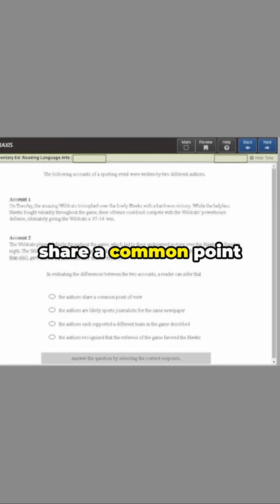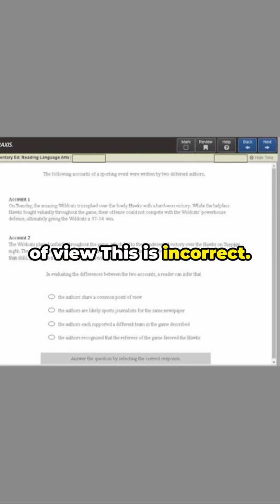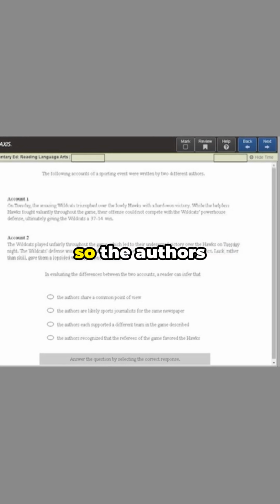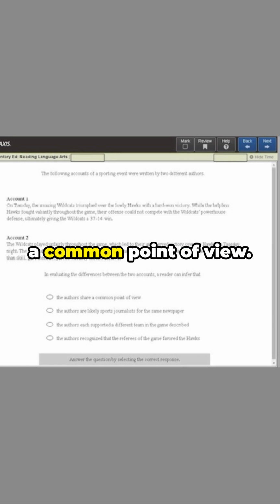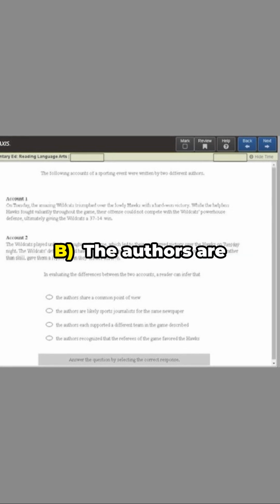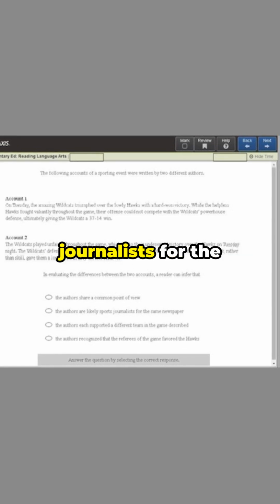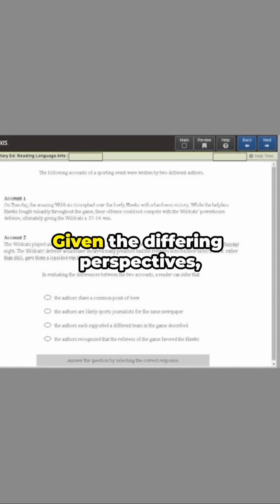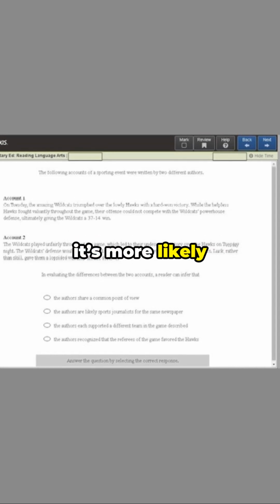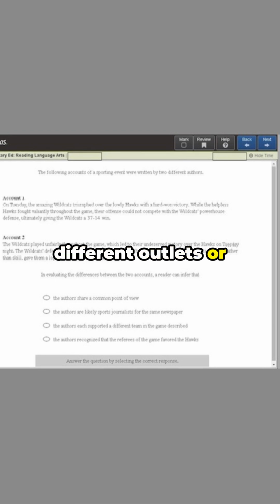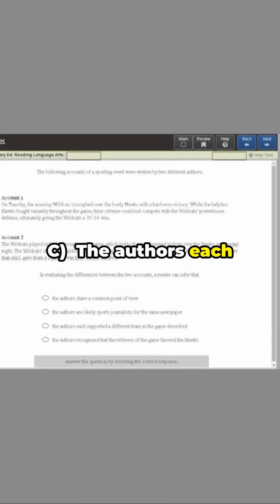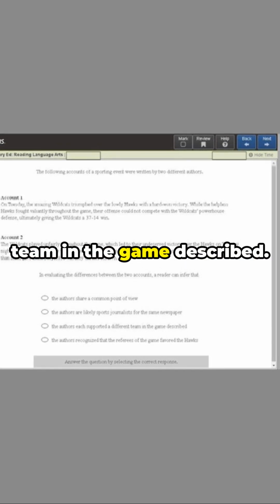A. The authors share a common point of view. This is incorrect. The two accounts have very different perspectives on the same event, so the authors clearly do not share a common point of view. B. The authors are likely sports journalists for the same newspaper. This is also unlikely. Given the differing perspectives, it's more likely that they write for different outlets or have different allegiances.